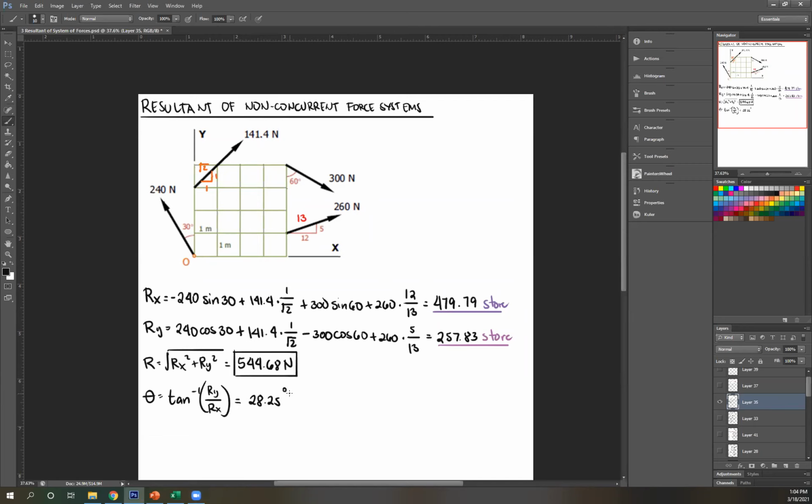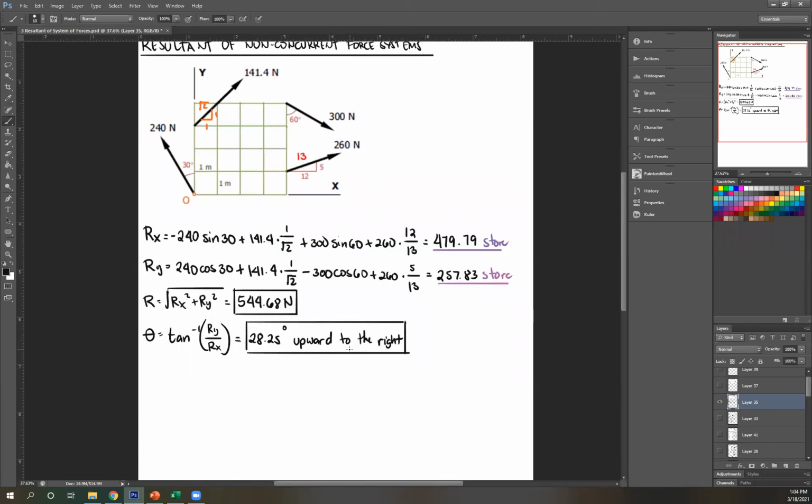So 28.25 degrees, to complete this answer, write the direction. Rx is positive, therefore to the right. Ry is positive, therefore upward. So direction is upward to the right. And then lastly, position. Okay, so we know this is upward to the right. Okay, so now we're gonna use moment, just like what we did earlier, to get the position. So instead of equating two equations to immediately get the position, let's try solving for the moment first. Okay, summation of moment about O.